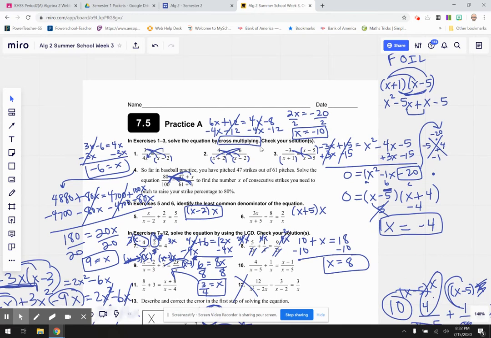So number 1, 2, and 3 are telling us to cross multiply. So we want to multiply our diagonals if possible to solve these. So if you look at the first one, you're going to multiply the 3 times the x plus negative 2, but you got to do 3 times x, and you got to do 3 times negative 2.